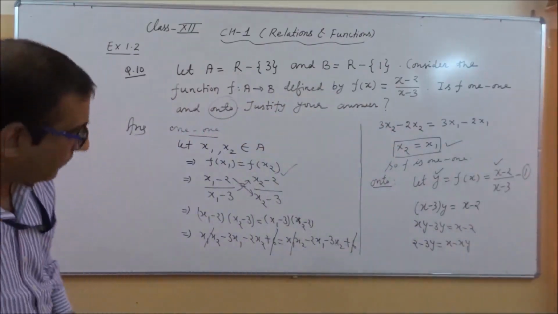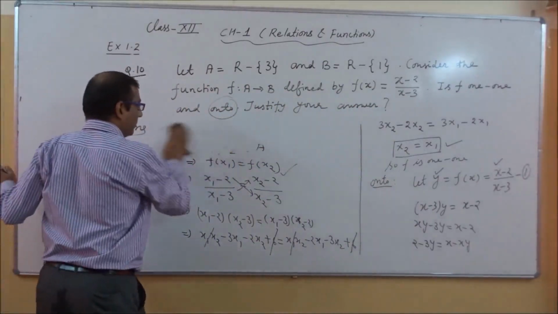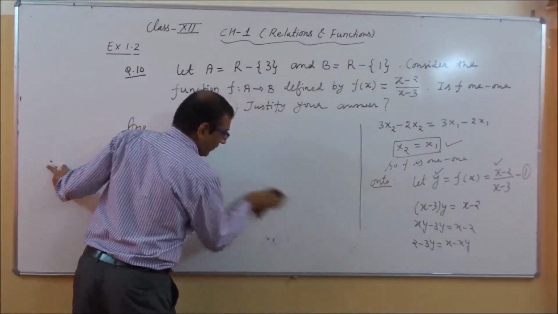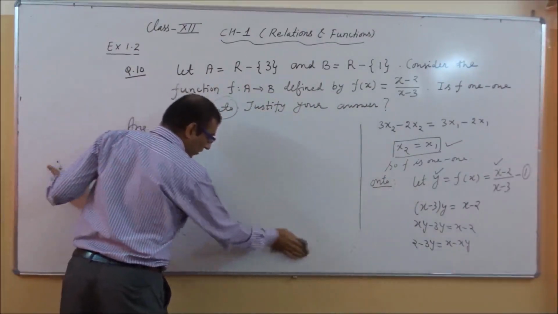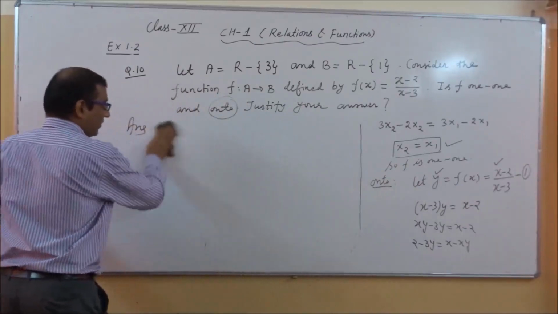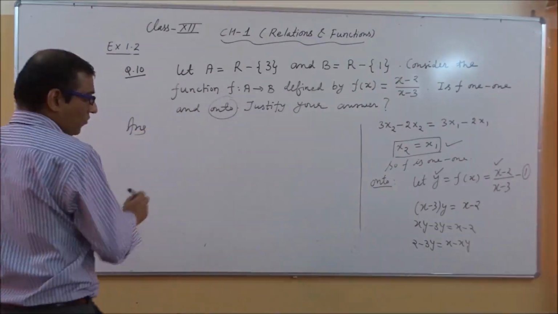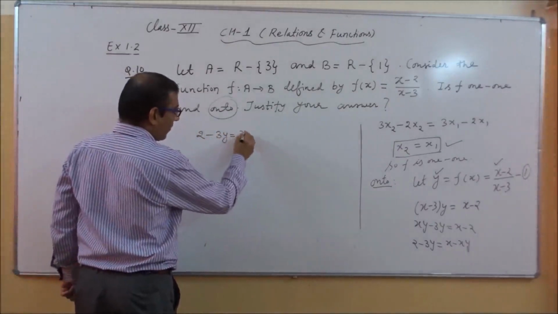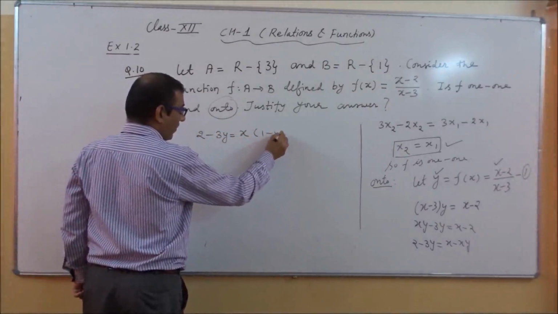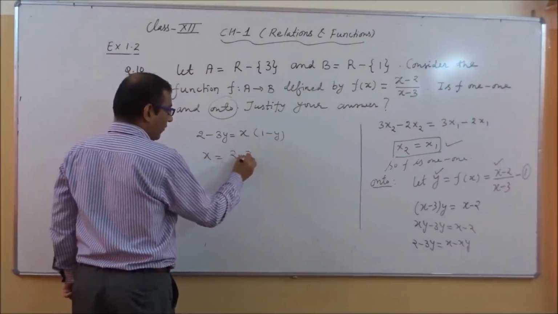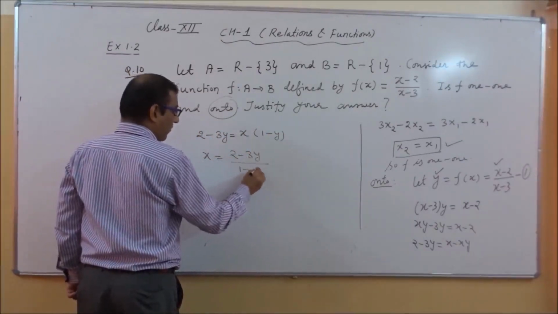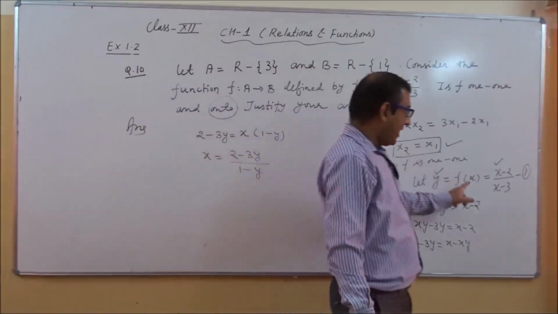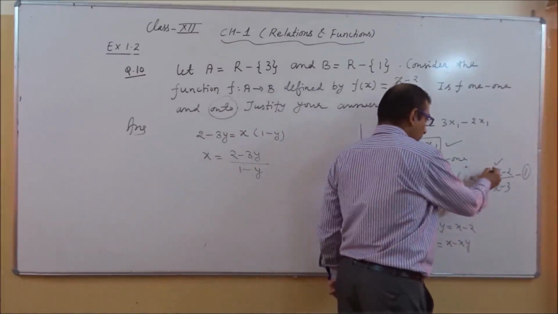After this, with that equation, we will calculate the value of x. So it can be written as 2 - 3y = x(1 - y), if we take x common. So the value of x is (2 - 3y)/(1 - y). The value of x we will put again in equation number first.